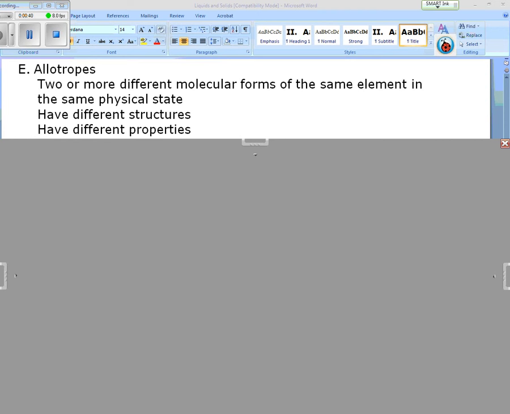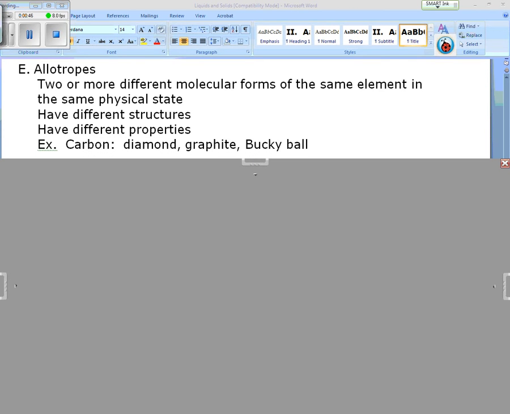An example that we have is the allotropes of carbon. These three things, diamond, graphite, and buckyball, are all made out of carbon and only carbon. Buckyball is a short name for what it actually is. So all of these are made out of carbon.